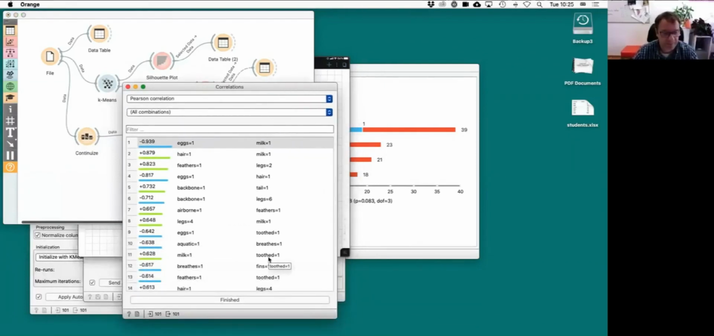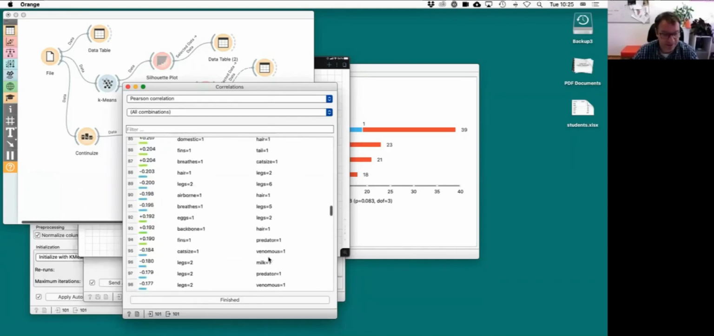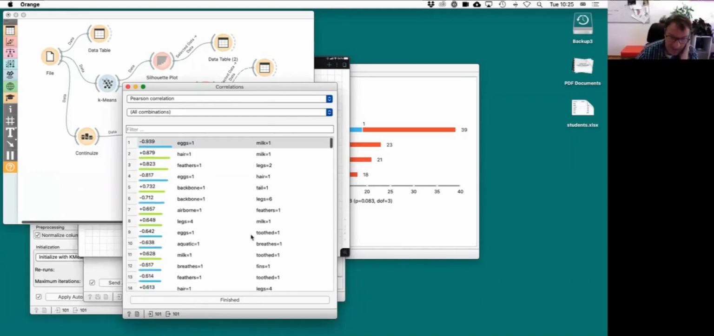Oh, I have something else that's cool to show you. So basically, whether you lay eggs or you give milk is heavily correlated in a negative way. So if you give milk, you don't lay eggs. There are probably some exceptions. Or if you have hair, you also give milk as a species. And then if you have feathers, you have 2 legs. So these will be the correlations.